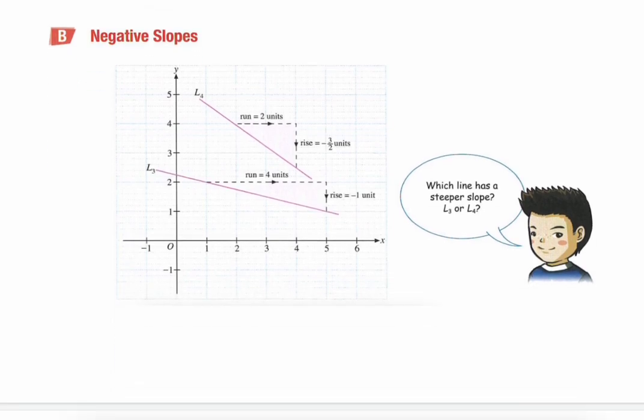Okay, these are negative because remember, reading from left to right, these lines are going downwards. Okay, for positive, your x and your y were both increasing together. Here, your x's are getting bigger.